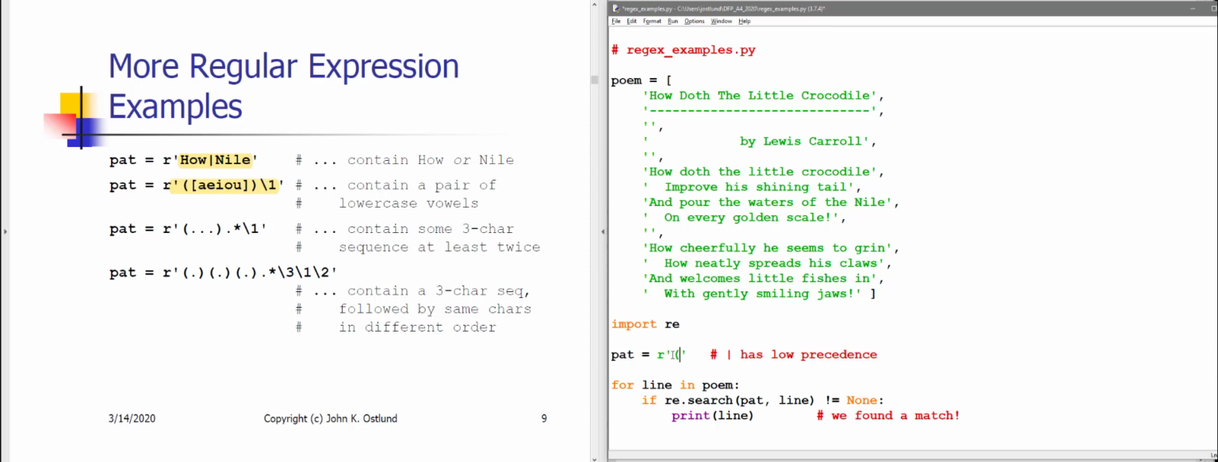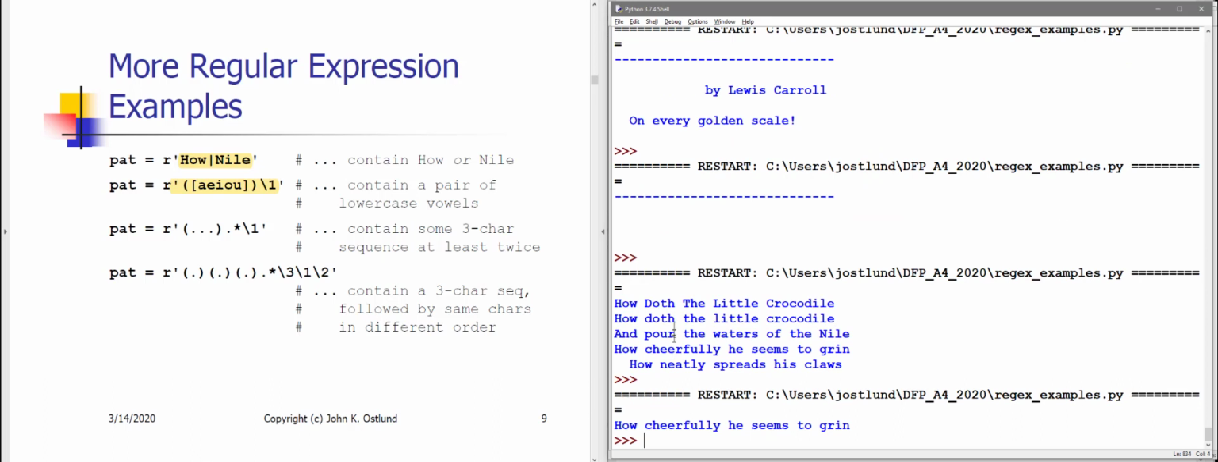So we're looking for a lowercase vowel, A, E, I, O, or U. And then we're looking for exactly that same, whoops, forgot my closing parenthesis, lowercase vowel again. So I think I've only got one match in this poem. Yes, I've only got one line in here containing two lowercase vowels right next to each other.